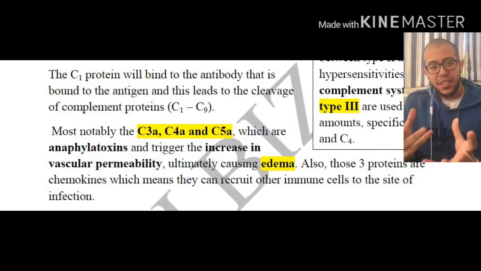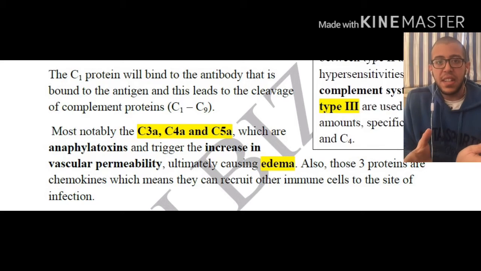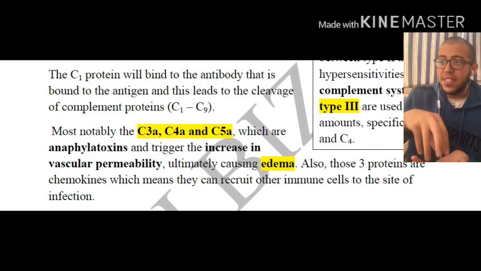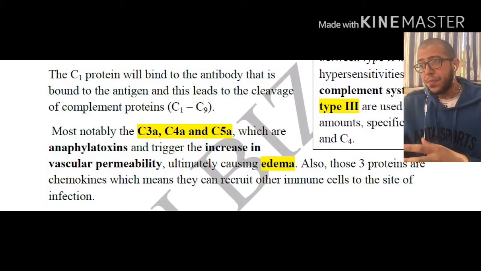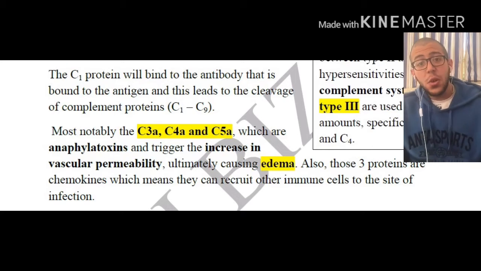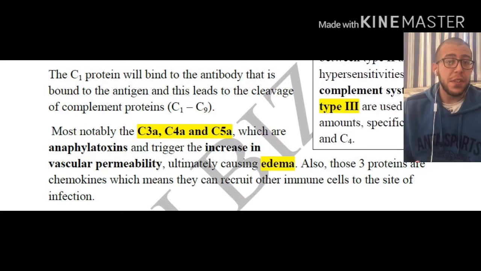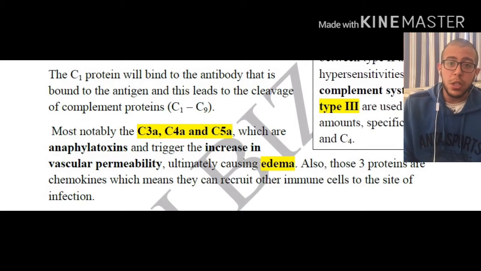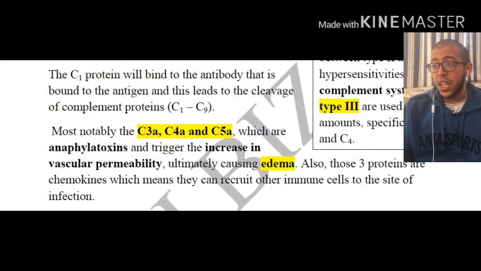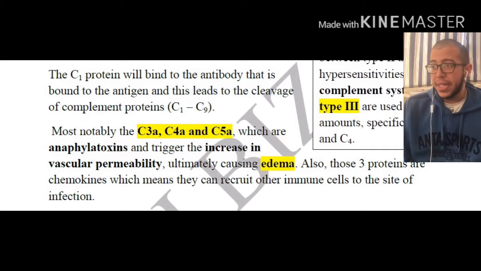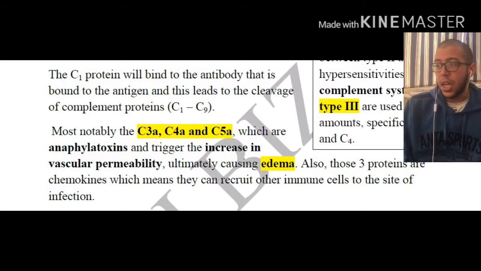Next, what happens? Why is there death of the cells, and why does it cause diseases like lupus? It's because the C1 protein is going to be binding to the antibody that is bound to the antigen, and this is going to be leading to the cleavage of the different complement proteins, namely the C1 to the C9. Now, most notably the C3a, the C4a, and the C5a, as we all know, are anaphylatoxins, and they are going to be triggering an increase in vascular permeability, ultimately causing edema.